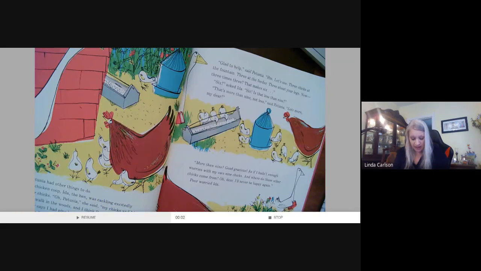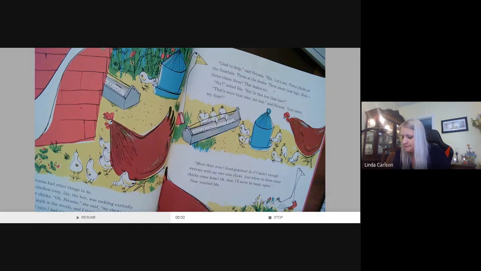At the chicken coop, Ida the hen was cackling excitedly among her chicks. "Oh, Petunia," she said, "my chicks and I have been for a walk in the woods, and I think I've lost some of them. The farmer says I had 9, but I can't count so very well. Please, wise Petunia, count my chicks to see if they're all here." "Glad to help," said Petunia. "Let's see. 3 chicks at the fountain, 3 chicks at the feeder, 3 about your legs. Now 3 times 3, that makes 6." "6?" asked Ida. "6 is less than 9."